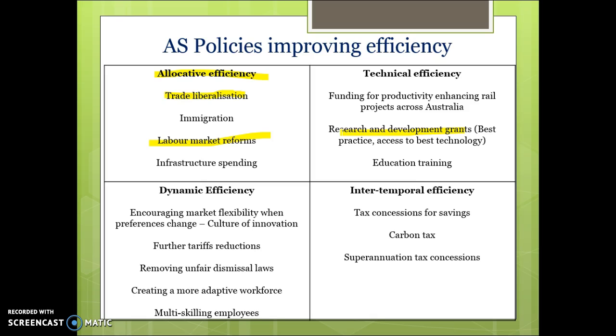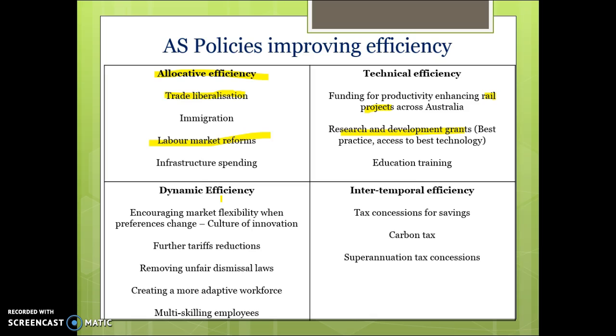So research and development will allow firms to get access to best practice around the world, access to better technology, and therefore allow them to reduce their prices. Education and training is another one you can use, because that's going to make firms more multi-skilled, more productive. And then rail projects, infrastructure projects would be another example you could use with technical efficiency.